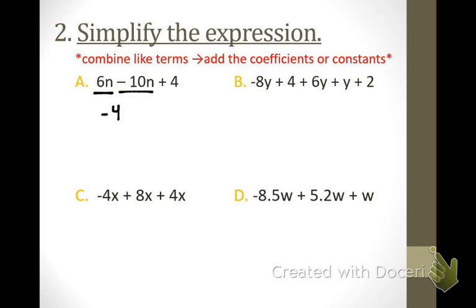Now, what family was that in? The n family. So if I have 6n minus 10n, my answer is negative 4n. Now, this little guy was all alone by itself, so all I'm going to do is just drop him down. Now, let me tell you, I cannot combine those.